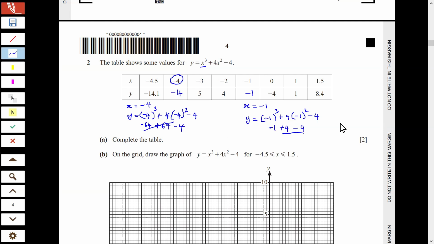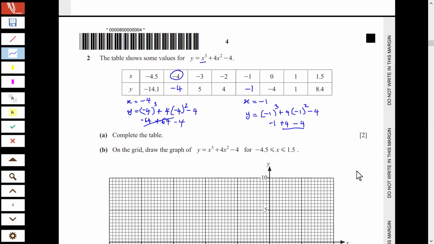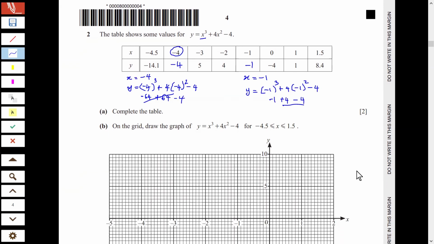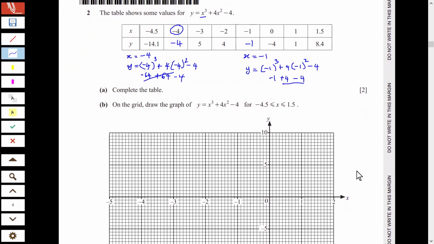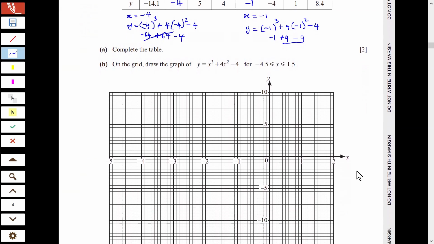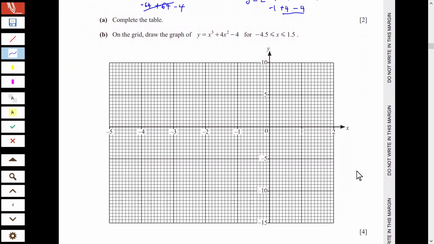Let's answer question B. On the grid, draw the graph. So we need to draw the graph using the table of values. We're going to start drawing the graph, locating the points on the graph. So now let's see.